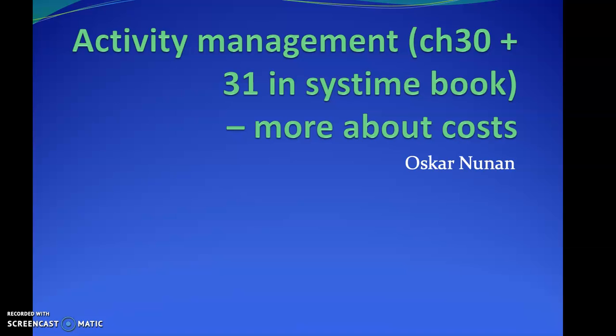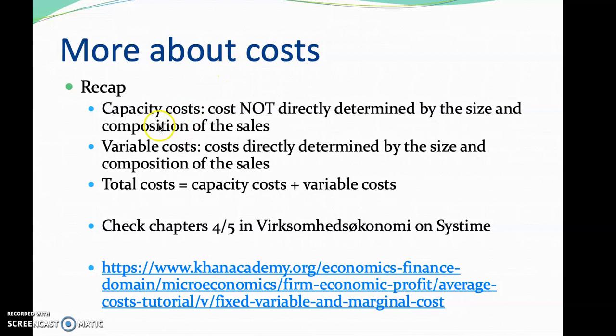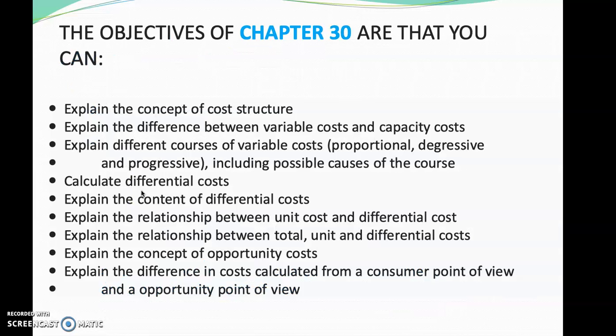Okay, hi guys. So this is just an overview of a lesson on the 2nd of November in terms of activity management, and it covers both chapter 30 and chapter 31 in the system book. And the system book is of course available for you to read also. But more about costs will be the focus on it. We'll talk about capacity cost and variable cost and total cost, as we also did previously.